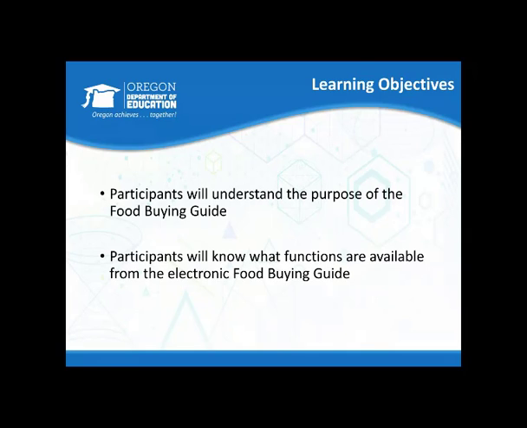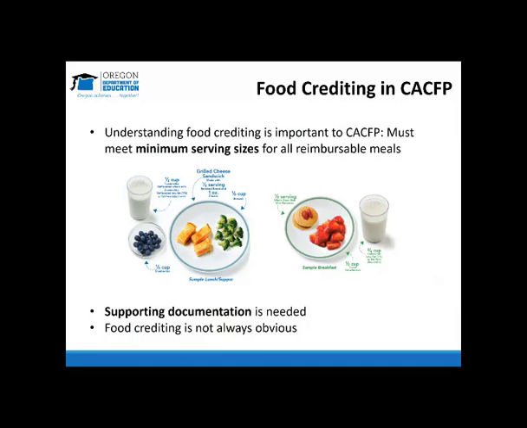After you're done with the webinar today, our goal is for you to understand the purpose of the food buying guide and know what functions are available from the electronic version of the food buying guide. Before we get to the food buying guide though, you first have to understand why food crediting is important to not just CACFP, but all child nutrition programs. Food crediting is essential because you have to know whether the meals and snacks that you serve are meeting the minimum serving sizes for the age groups you are serving.